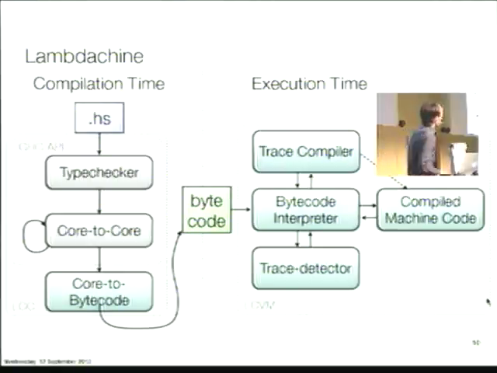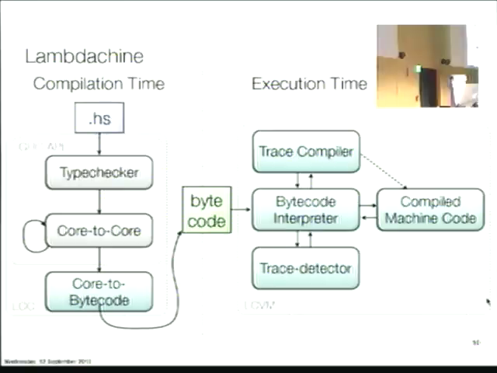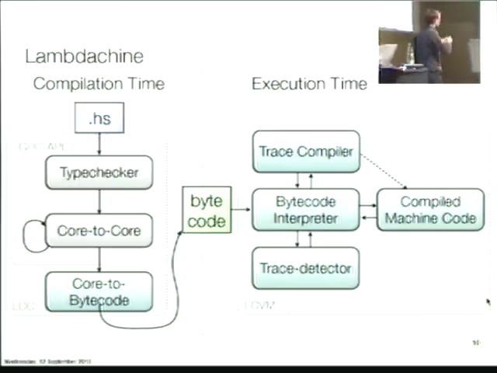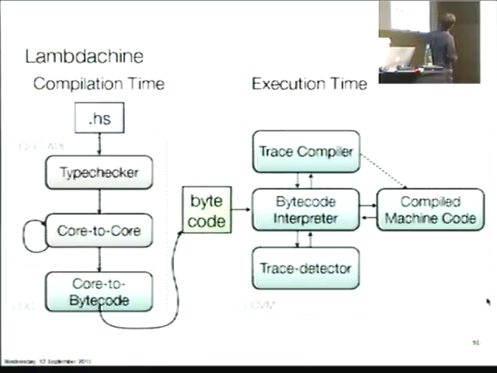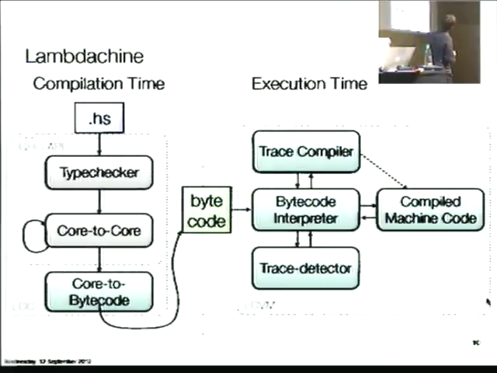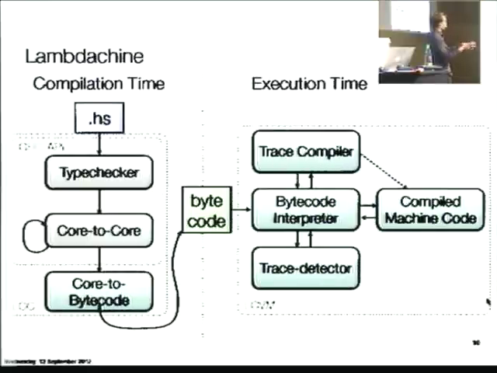So I built this thing called LambdaSheen. It uses the GHC API to do all the high level optimizations, or not. It was basically independent of the high level optimizations. Then I take that output, compile it into bytecode, and then I start interpreting that bytecode. During the execution, we have this trace detector that finds hot parts of the code, and those are then recorded and optimized and turned into machine code.